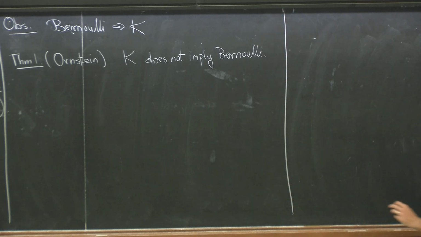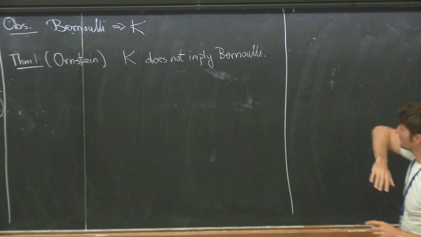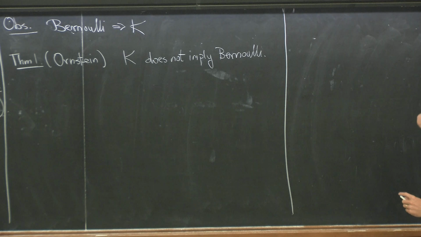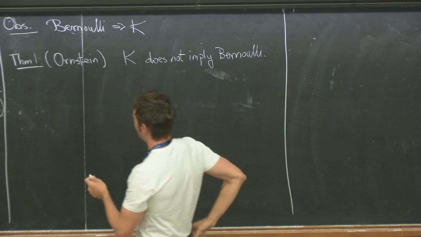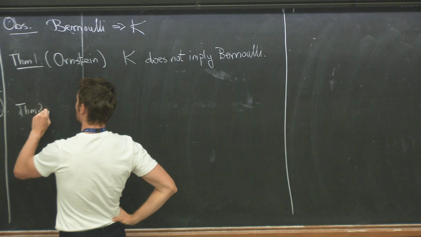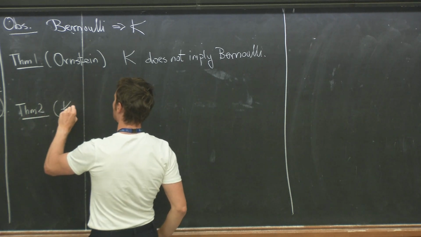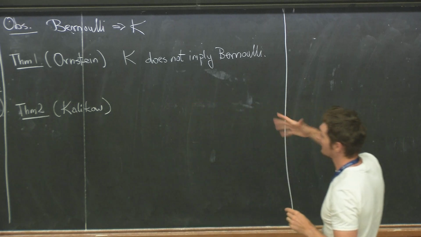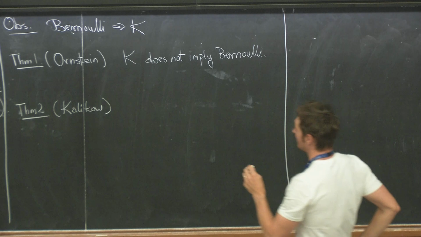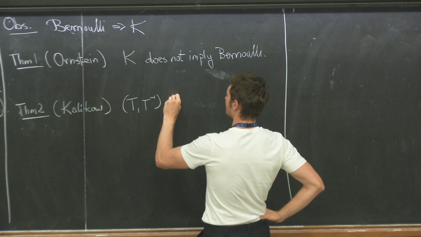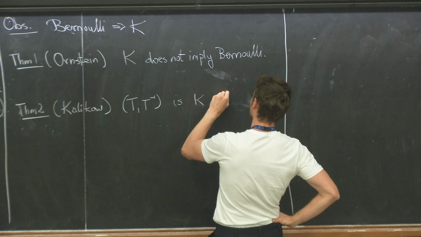We are still in the abstract setting, and soon we are going to move to the smooth one, but I wanted to give you one example that one can actually write a formula for. Theorem 2, which is due to Kalikow, and this was a conjecture made by Adler, Ornstein, and Weiss, is that the T, T inverse map, which I'll define, is K and not Bernoulli.